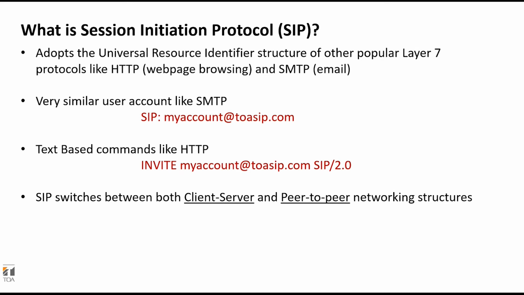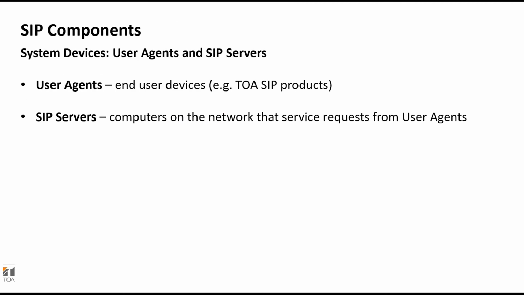When you're registering to a server, which I'll show you how that works later, it adopts a client-to-server model with the registry server. When it connects to another user device, it switches to peer-to-peer. It alternates. What are the components of SIP?